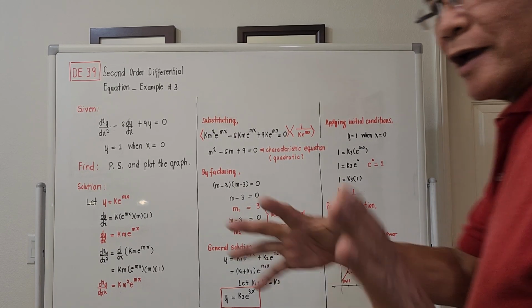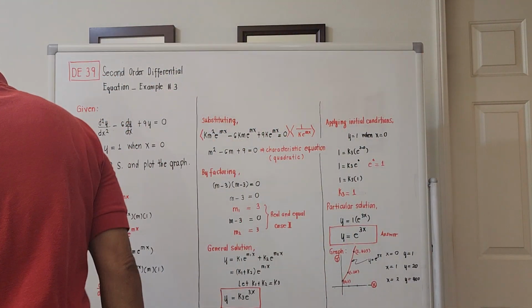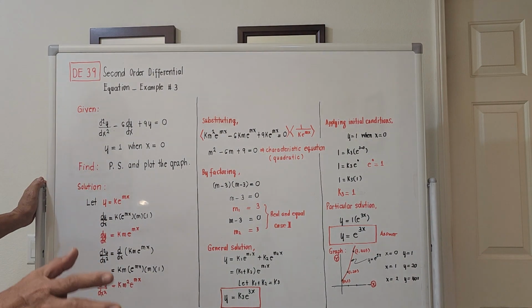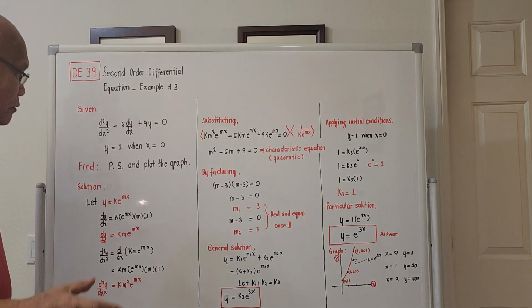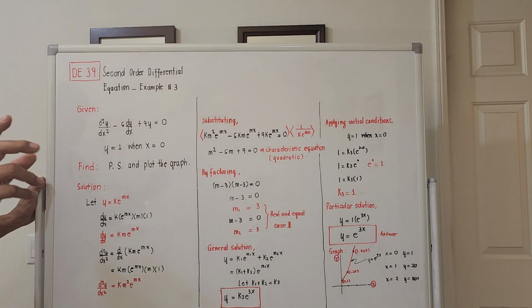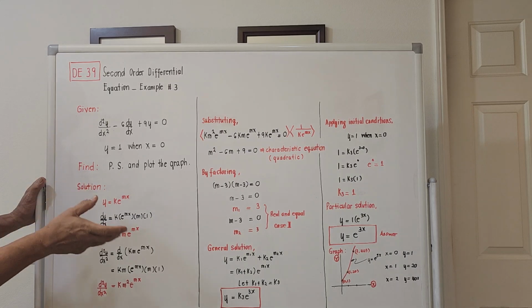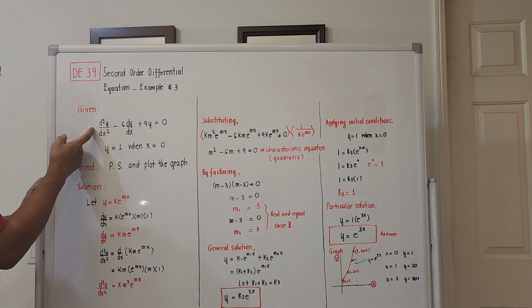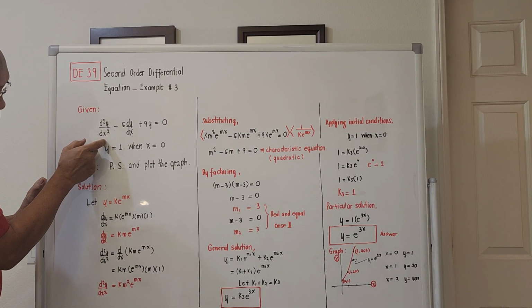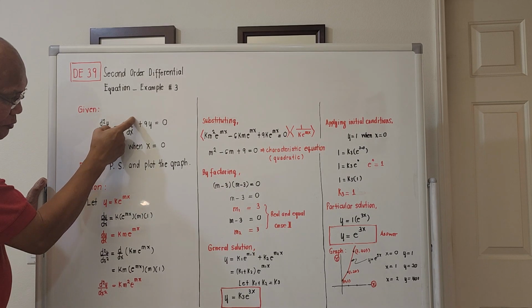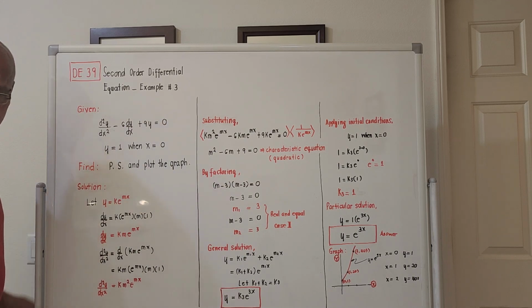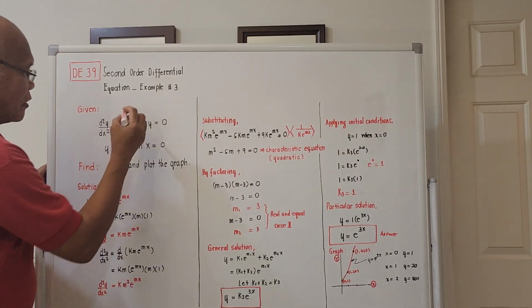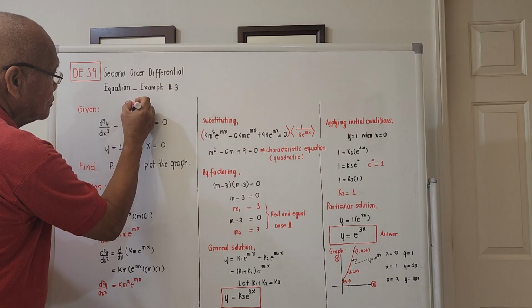Okay, let's proceed. To illustrate example number 3 under lesson number 39, I will try to read the given problem. The given differential equation is d square y over dx square minus 6 times dy dx plus 9y equal to 0. That is the given second order differential equation, SODE.